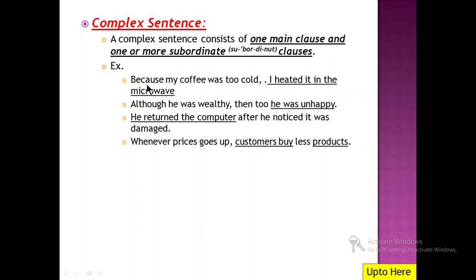Okay, so let's understand some of the sentences. Because my coffee was too cold, मेरी कॉफी बहुत ज़्यादा ठंडी थी. I heated it in the microwave. So both the sentences are dependent on one another. This is the main clause and I heated it in the microwave. This is the subordinate clause. Although he was wealthy, वो बहुत ज़्यादा rich है, then too he was unhappy. Rich होने के बावजूद वो unhappy है. Then too he was unhappy. वो तब भी unhappy है. This is a formation of complex sentence. Okay, where one sentence is main clause, second one is subordinate one.